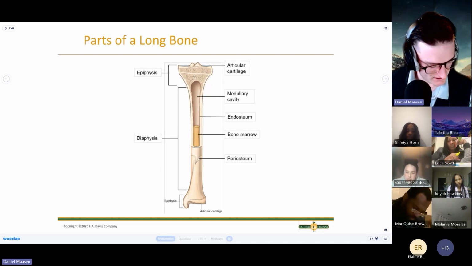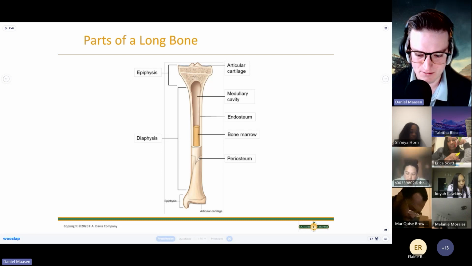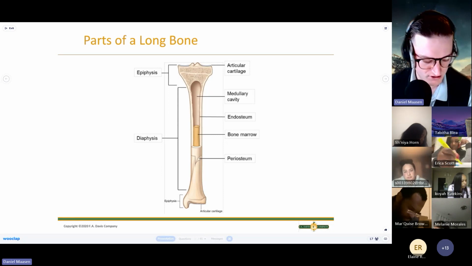And that's a good question, Lane. I was kind of getting to that point too. The other two things that this highlights, like I said, we talked about the two ends, the epiphyses. The diaphysis is the shaft, and the medullary cavity is the cavity in the middle that holds the bone marrow in a long bone.